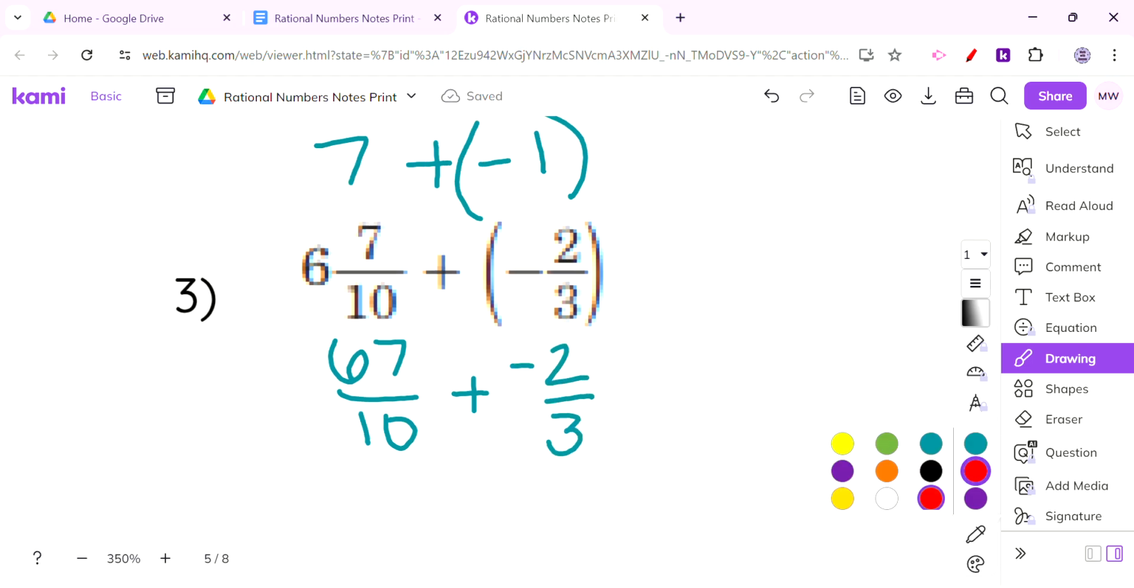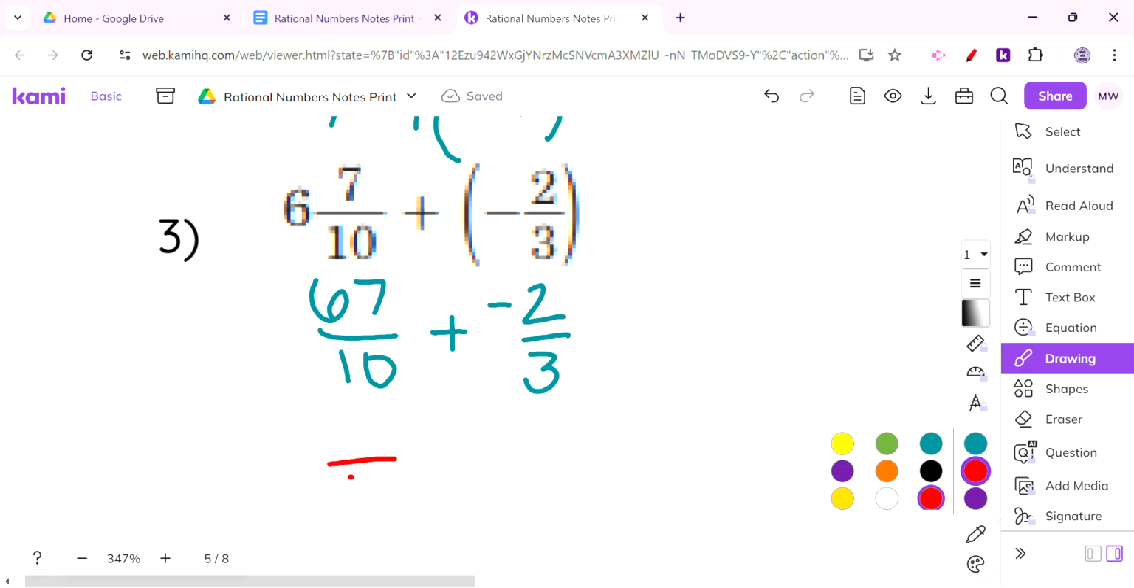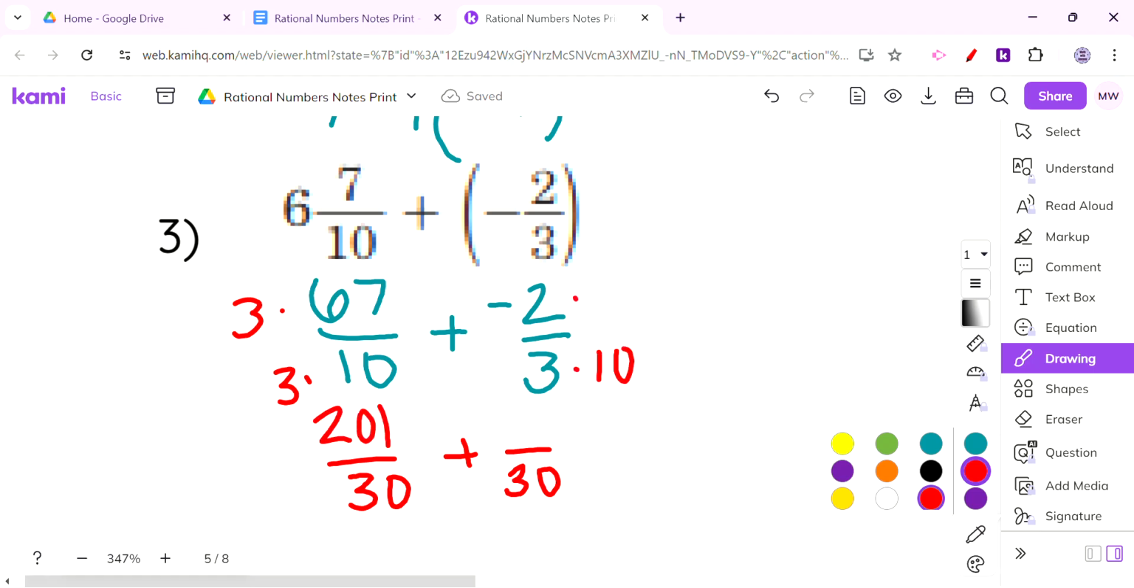Okay, and now we want a common denominator between 10 and 3. So that is 30. 10 times 3 is 30. 67 times 3 gets us 201. Okay, next we multiply each of those by 10, and we get negative 20. Okay, and now we have 201 plus negative 20, which is the same thing as minus 20, right? So 201 minus 20 gets you 181, and we are keeping the denominator of 30.